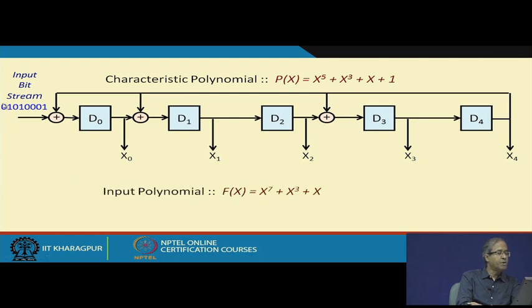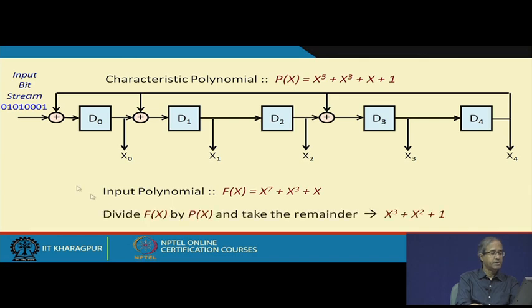So, the input polynomial, if you look at it, 0, 1, 2, 3, 4, 5, 6, will be x to the power 7 plus x to the power 3 plus x to the power 1. So, the input polynomial can be regarded as x 7 plus x cube plus x. We have to divide this polynomial by this polynomial, and these are the outputs of the LFSR, let us say, but here we do not really need the outputs, because we are doing some kind of compaction.